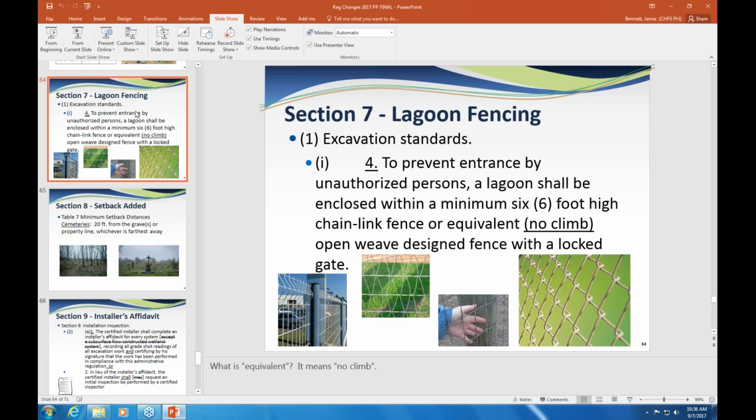Lagoon fencing, excavation standards. To prevent entrance by unauthorized persons, a lagoon shall be enclosed within a minimum 6-foot high chain link fence or equivalent, no climb, open weave designed fence with a locked gate.